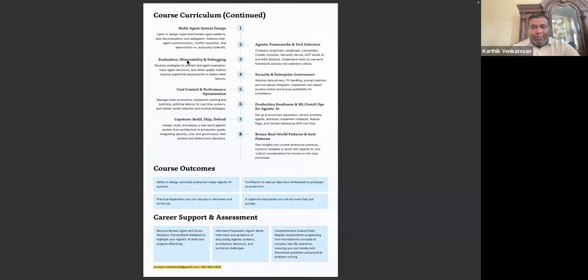So the course outcome: ability to design and build enterprise-ready agentic AI systems, confidence to take an idea from whiteboard to prototype to production, and practical experience you can discuss in interviews and on the job. Capstone proves you can do more than just prompt.